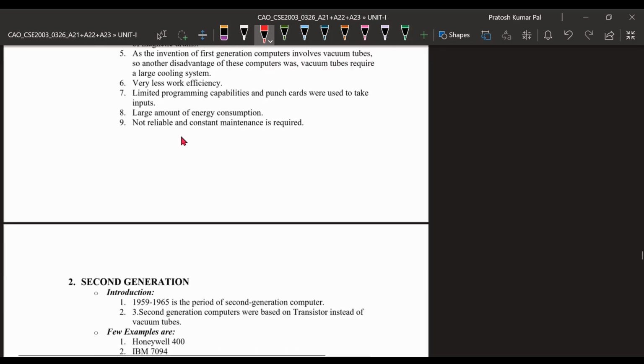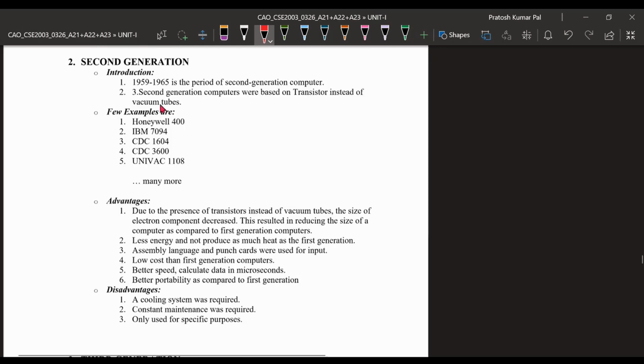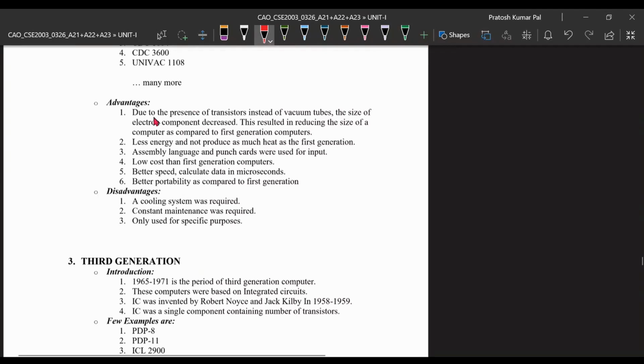They are not portable basically. The second generation, from 1959 to 65, started here. The second generation computers were based on transistors instead of vacuum tubes, because by that time transistors were implemented. Due to the presence of transistors instead of vacuum tubes, the size of the electronic components decreased. This is the advantage. It is also lower cost than the first generation, with better speed and better portability as the size is reduced.